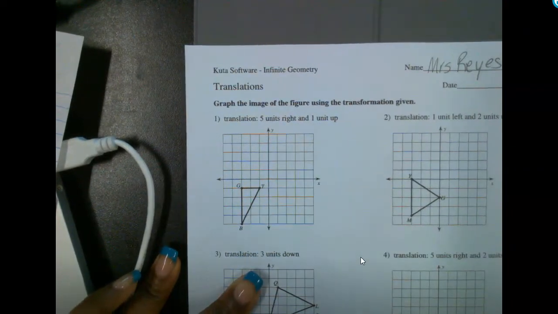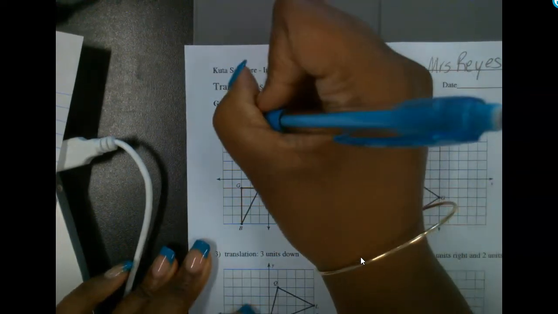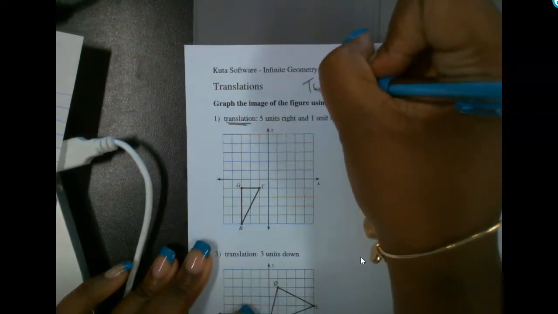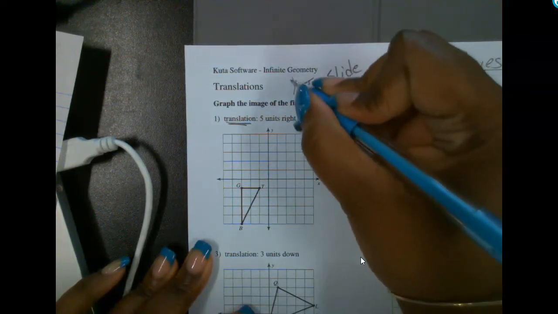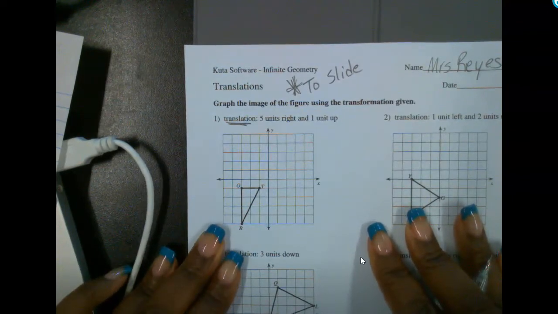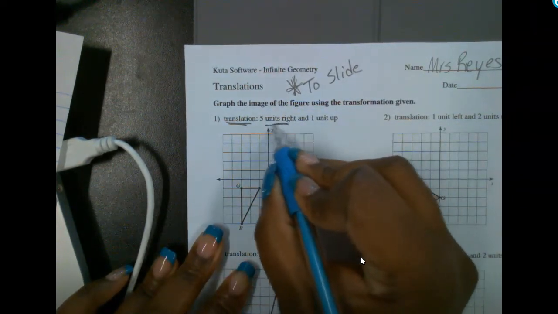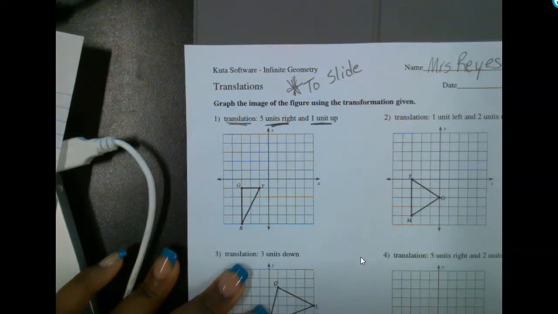Okay. So now let's do this. This is the same thing we worked on yesterday. Translation is to slide. Okay, translation is to slide. Super important to know that. Okay, so now how are we sliding? We're going to slide 5 units to the right and 1 unit up. Okay, 5 units to the right, 1 unit up.